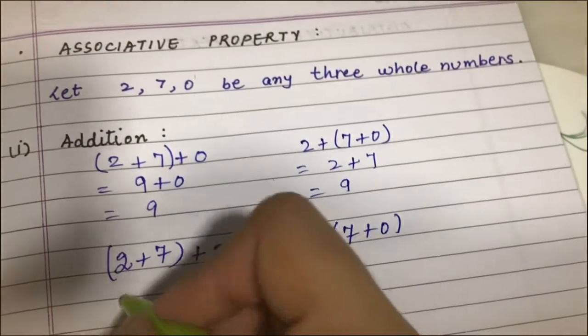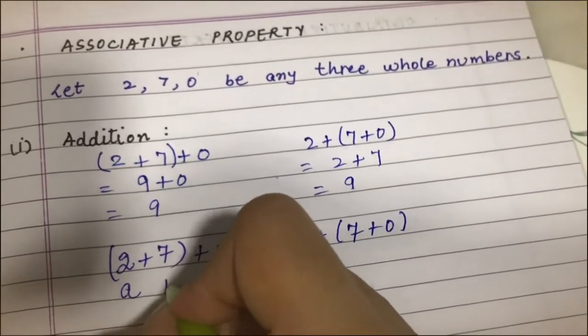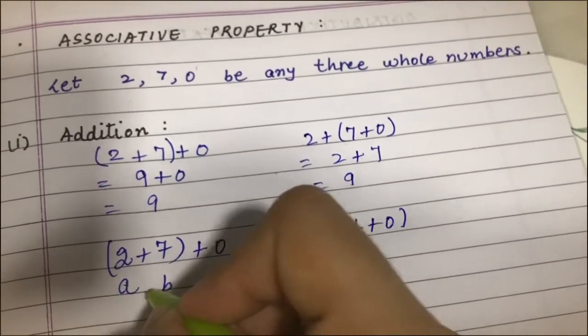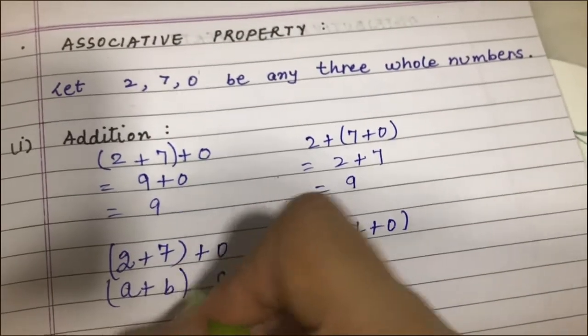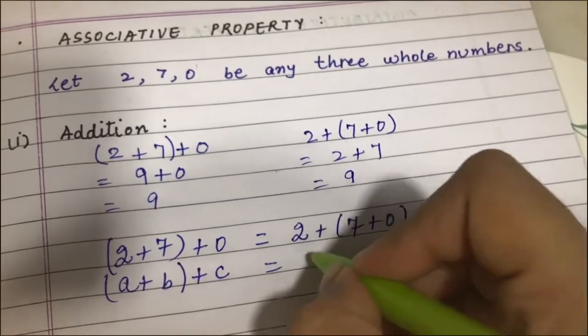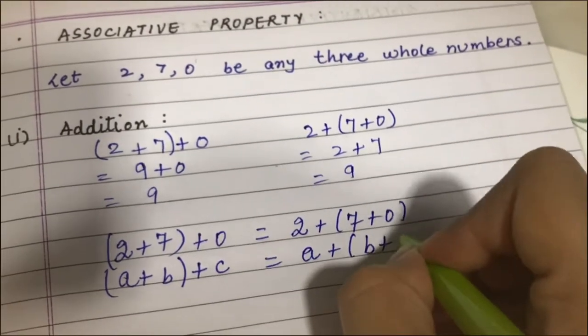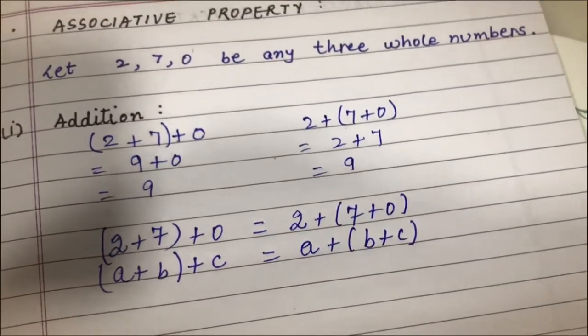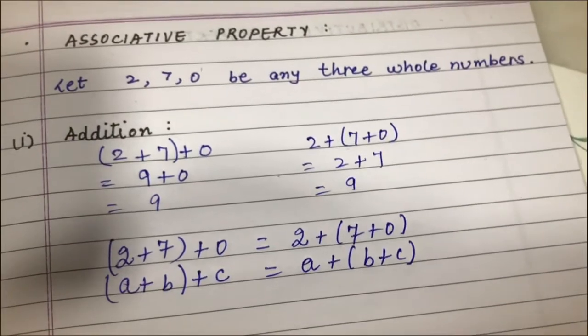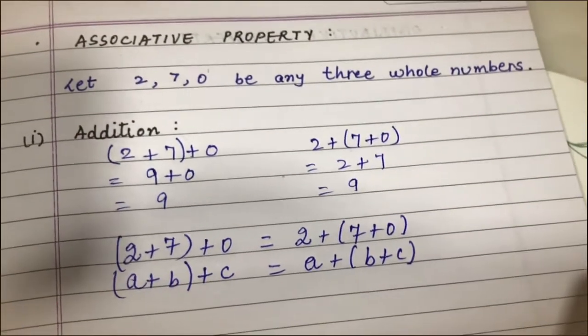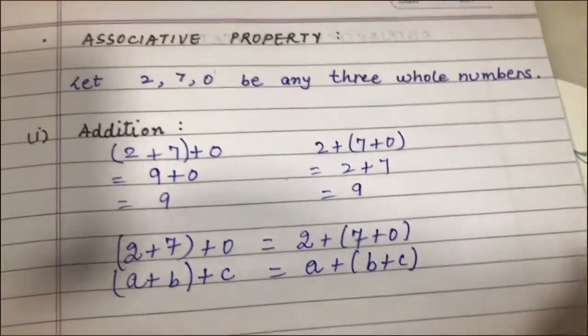In general, we can say if we are having A, B and C as 3 numbers and you are taking A and B as the first pair for addition in the first case, and in the second case you are taking B and C as a pair for addition, the answer will always be the same. Hence associative property is true for addition. Okay, let's start with the second operation, which is subtraction. Let's check associative property for subtraction.